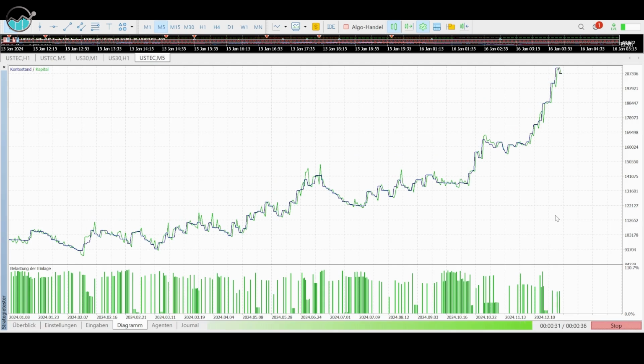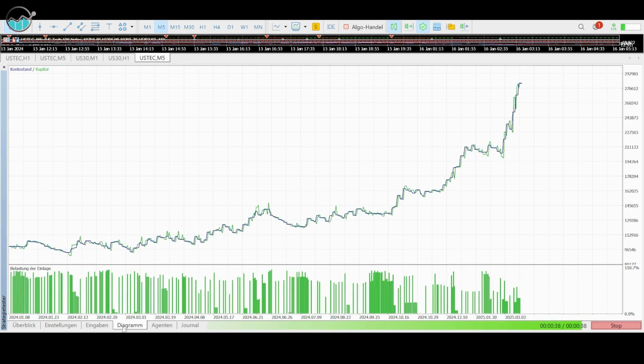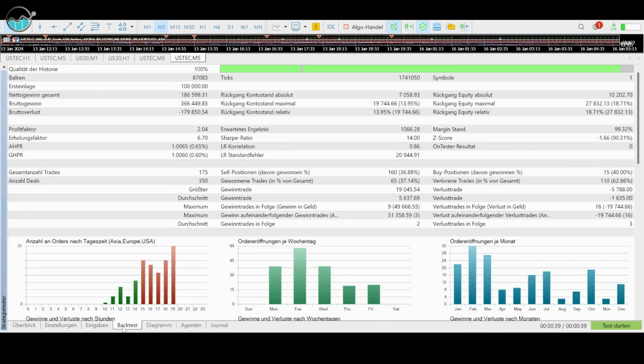From the 1st of January 2024 to the 26th of March 2025, with a starting capital of $100,000, the system achieved a net profit of $186,599. The maximum drawdown was only 13.95%, a strong value considering the performance. A total of 175 trades were executed and the profit factor was 2.04.